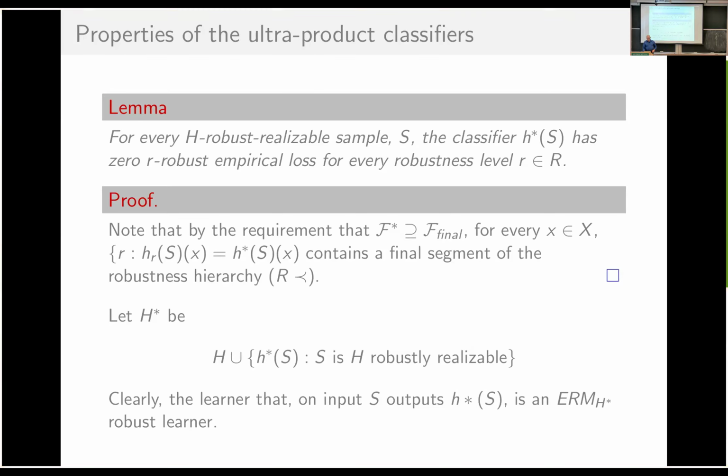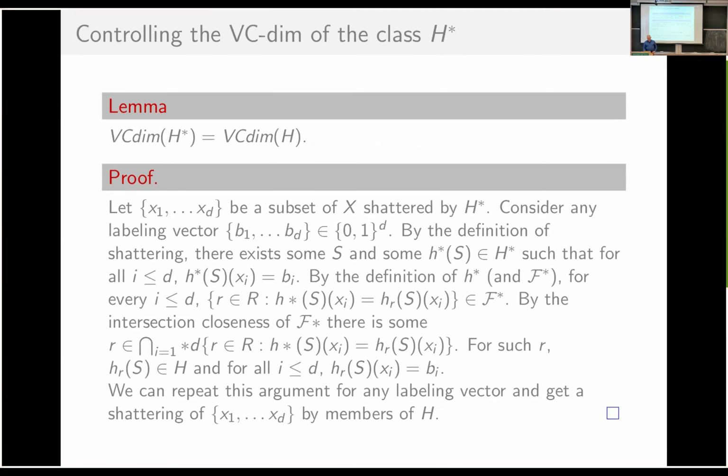And now what I'm claiming is that the VC dimension of H star is the same as the VC dimension of H. By adding all those limit classifiers, that may be uncountably many of them, because I don't have any control, I did not increase the VC dimension of H. So it was learnable before. I can go to this class H star and use ERM over H star and get all those limit classifiers.